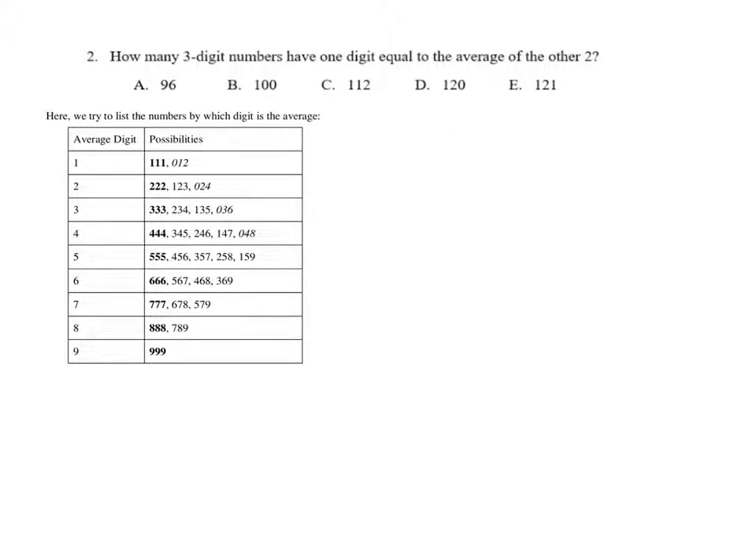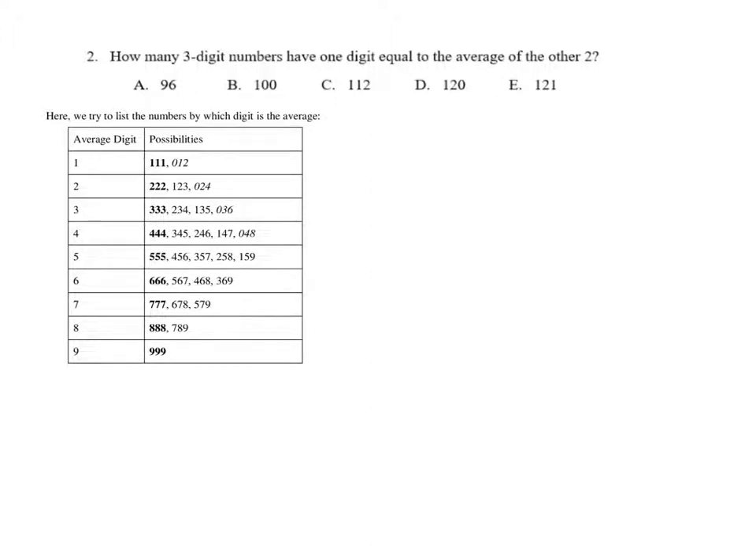Similarly, for an average digit of 2, it's possible that all of the digits are 2. It's also possible that the digits are 1, 2, and 3. There, 1 and 3 have an average of 2. And it's also possible for the digits to be 0, 2, and 4. There, 0 and 4 have an average of 2. And I kept writing out all the possibilities, 3 and 4 and 5 and 6 and 7.